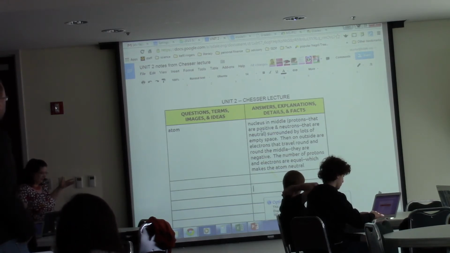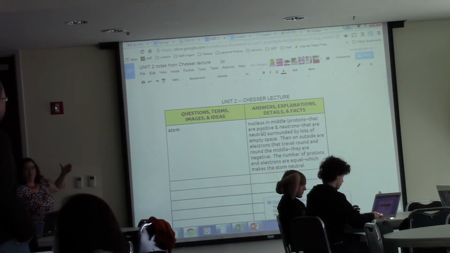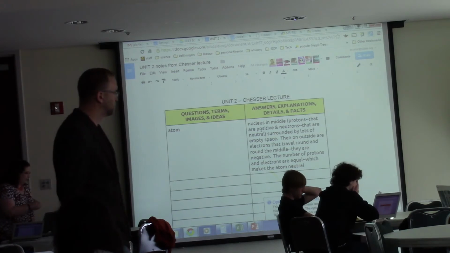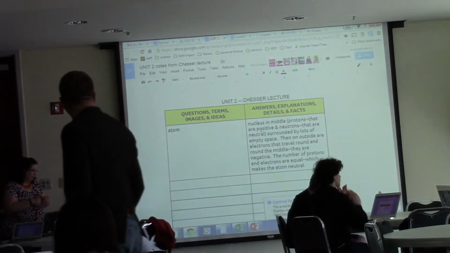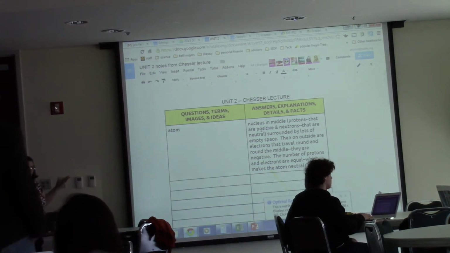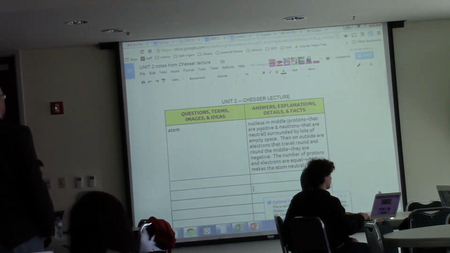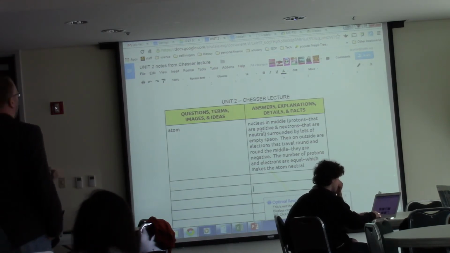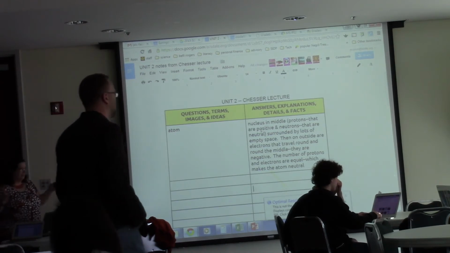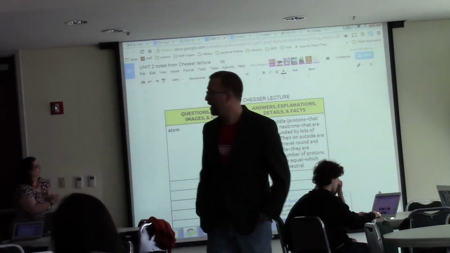The protons that are positive and the neutrons that are neutral. That's what's inside the middle. They're surrounded by lots of empty space. Remember the empty neighborhood. Then on the outside are the electrons that travel round and round the middle. The negative dudes that go around the neighborhood. The number of protons and electrons are equal, which makes the atom neutral, because positives and negatives cancel. We haven't gotten into ions yet.